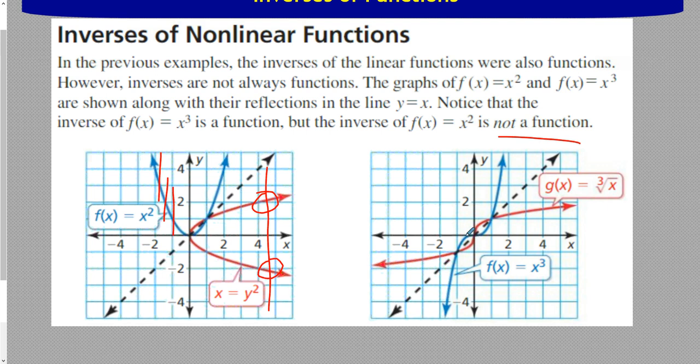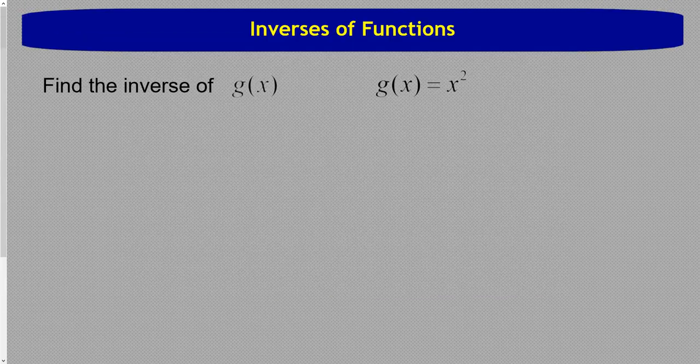Over here, these are both functions. Wherever I draw the line on the red one, I'm only going to cross it once. So this one is a function. This one is not a function. We'll talk a little bit more about that in a second.